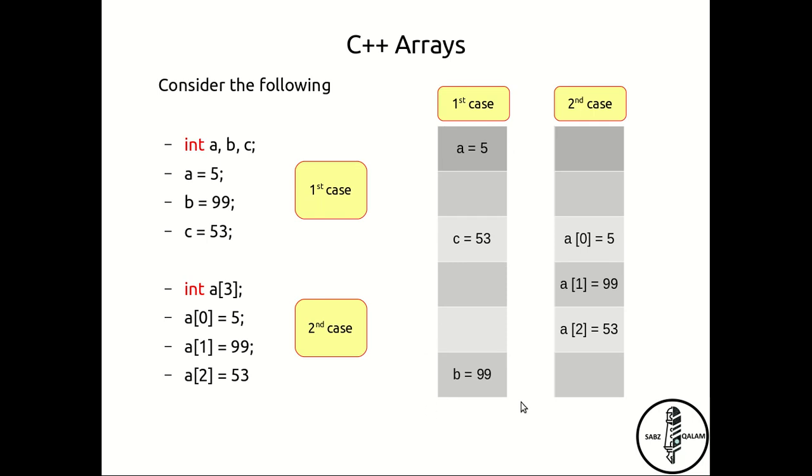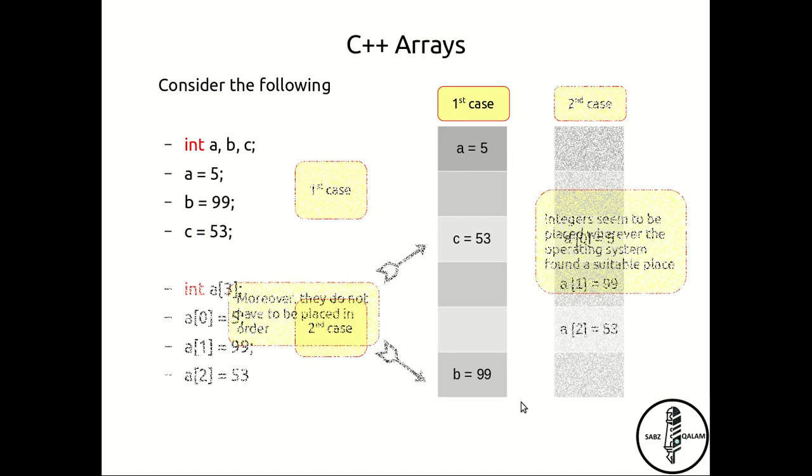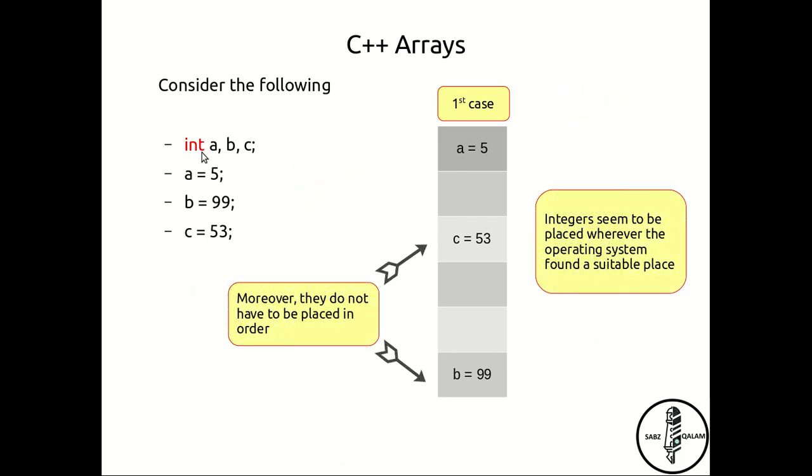Okay? So let's look at the first case individually. In the first case, you've declared three variables, a, b, and c. A has been assigned 5, b 99, c 53. And what we see here is that a, b, and c are placed wherever the operating system finds some space in the memory. We also see that the order is not really that important, because seemingly c is placed before b.